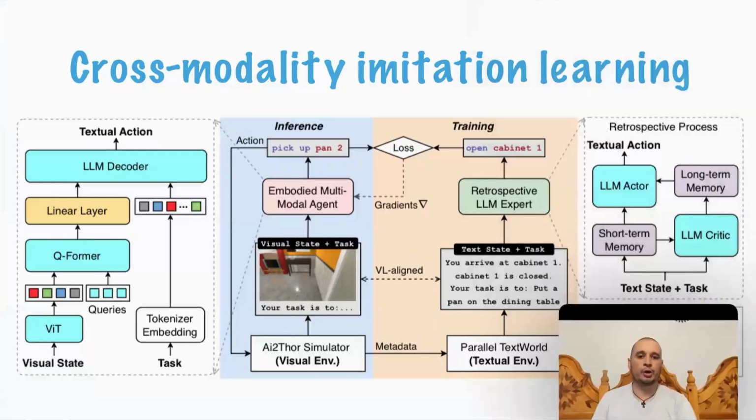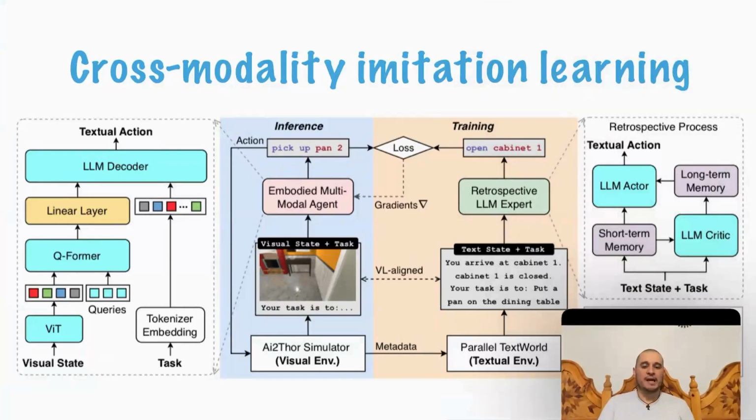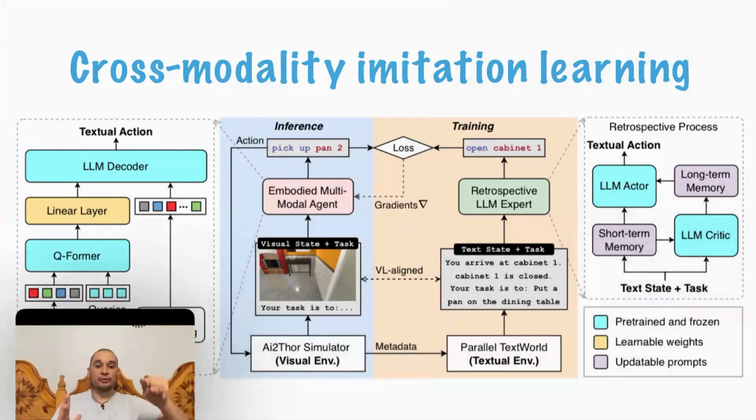This is what they call cross-modality imitation learning. In the image, you can see that it splits in half, the training part and the inference. At the right, you see the reflection process. There's an LLM actor and an LLM critic, and two types of memory, the short-term memory included in the prompt and the long-term memory stored in a database, an embedding database. Through this cycle, by interacting with the environment, the actor gets increasingly better at resolving the tasks, and the prompts get updated accordingly.